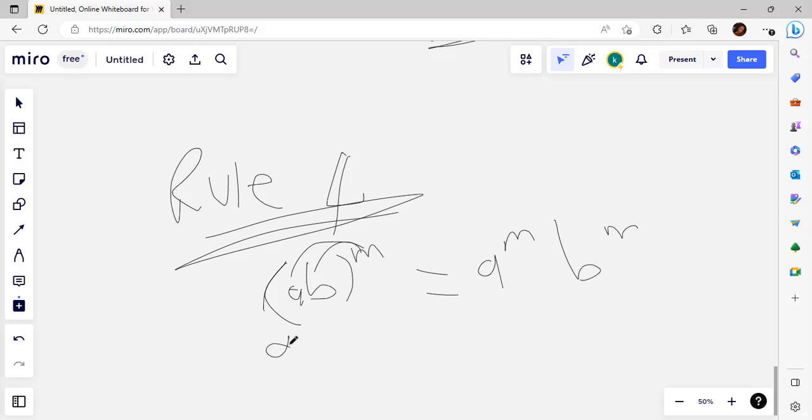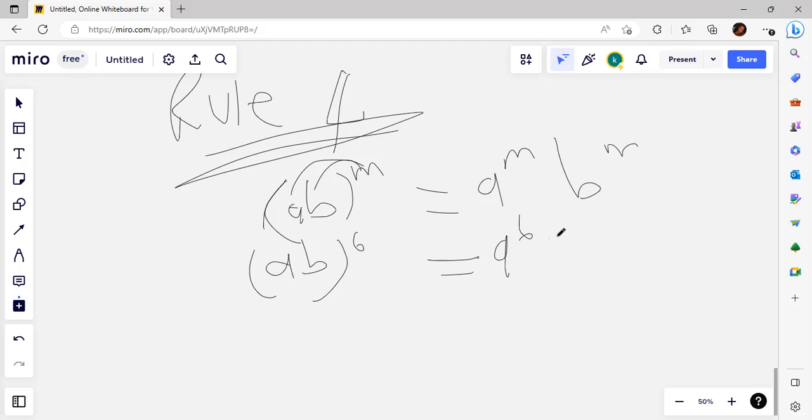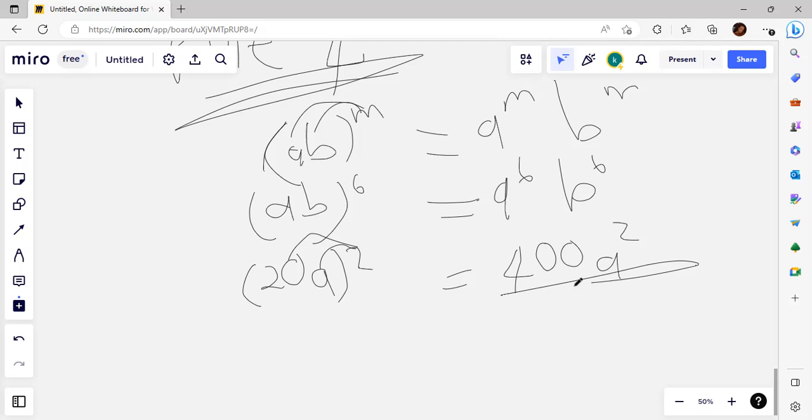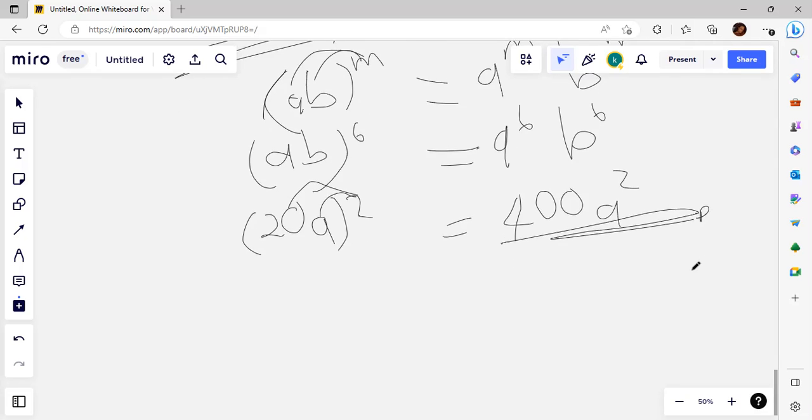Let's use numbers. If we have AB to the power of 6, it's going to become A to the power of 6 and B to the power of 6. Do you get that? And if we have, let's say, 20A to the power of 2, this 2 will go to the 20 and it will also go to the A. So what is 20 to the power of 2? It's 400. A to the power of 2 will be A squared. Do you guys understand? Perfect.